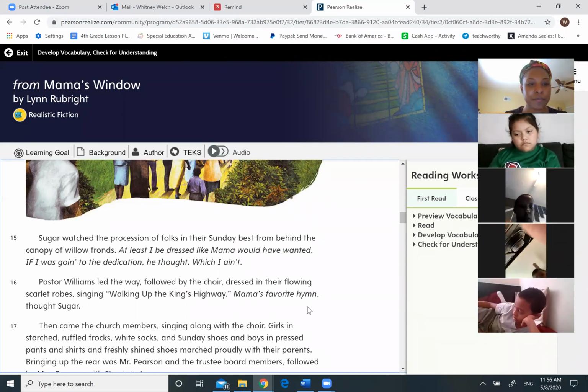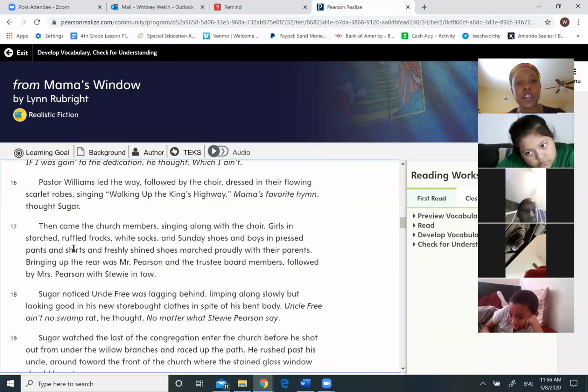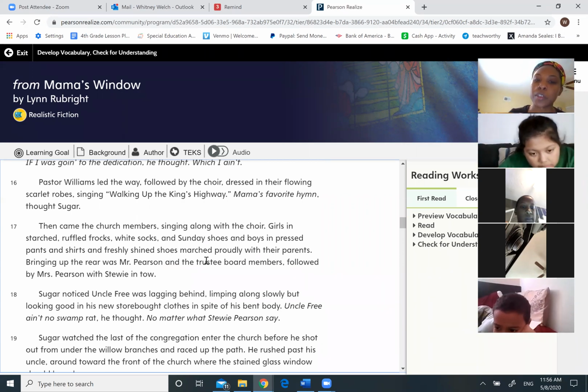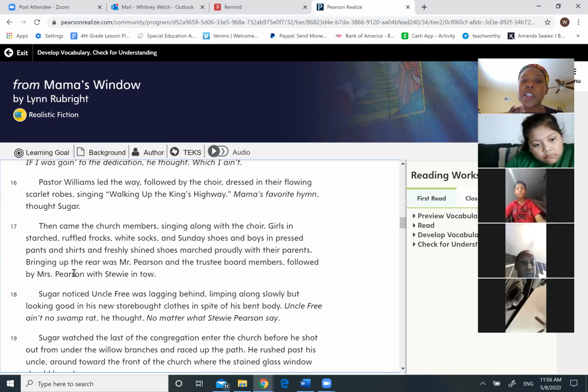Then it says, then came the church members singing along with the choir. Girls in starched, ruffled frocks, white socks, and Sunday shoes, and boys in pressed pants and shirts and freshly shined shoes marched proudly with their parents. Bringing up the rear was Mr. Pearson and the trustee board members, followed by Mrs. Pearson with Stewie in tow.